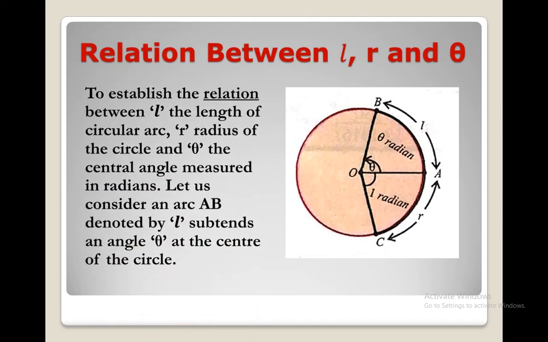To establish the relation between small l, the length of circular arc, small r, radius of the circle, and theta, the central angle measured in radians, let us consider an arc AB denoted by small l, as you can see in the figure. It subtends an angle theta at the center of the circle.